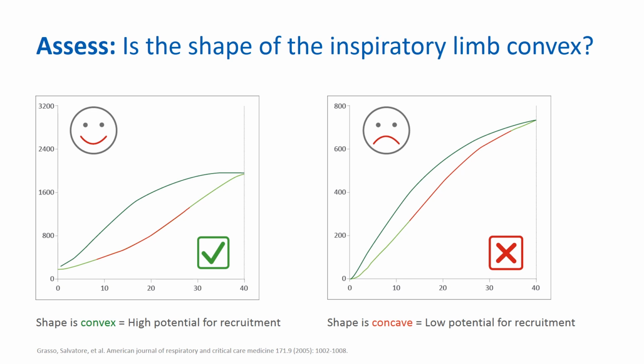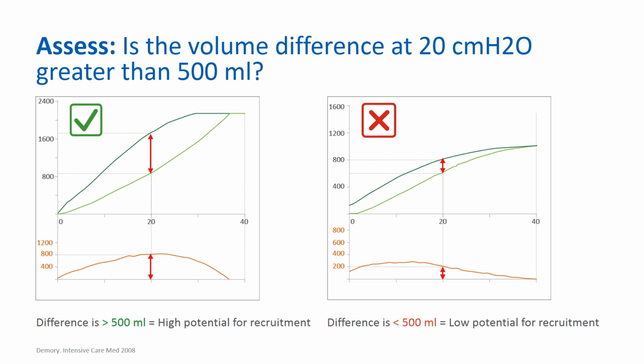We are creating a typical pressure-volume curve indicating low potential for recruitment, where the deflation limb is similar to the inflation limb with a small hysteresis. Hysteresis is the volume increase under the PV curve. To further assess potential for recruitment, a measurement of the difference in volume between the inspiratory limb and the expiratory limb at 20 centimeters of water pressure is required.